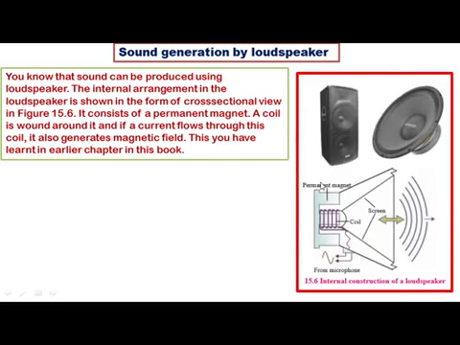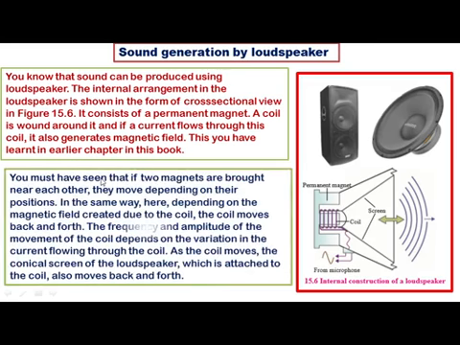This is a figure of the speaker which is used in a loudspeaker. You must have seen that if two magnets are brought near each other, they move depending on their positions. In the same way, here, depending on the magnetic field created by the coil, the coil moves back and forth.